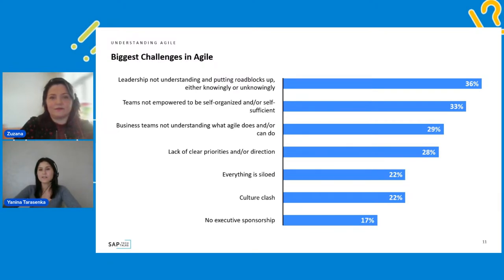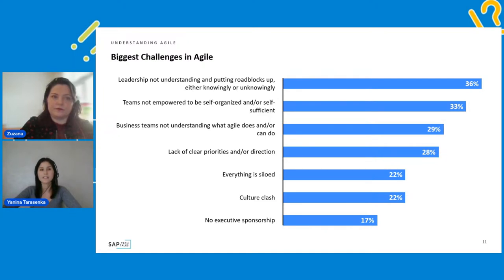So we see that 36% of people said that the leadership doesn't understand what Agile means, and they put roadblocks up knowingly or unknowingly. 33% of people mentioned the teams are not empowered to be self-organized and self-sufficient. So probably here we're speaking about micromanagement, and this is one of the challenges that we are going to speak about a little bit later.